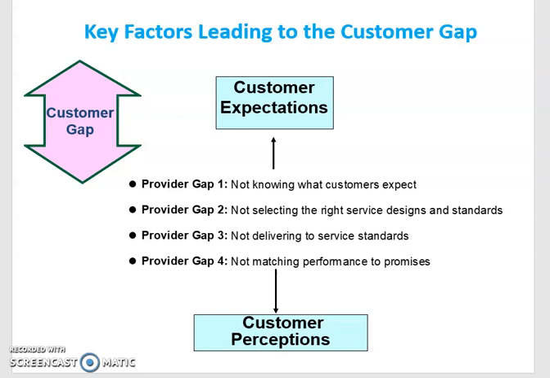If the management is not knowledgeable enough to understand what exactly the customer expects, this is a case where we come across the scenario called gap 1, or the knowledge gap. Then followed by the second one, that is not selecting the right service designs and standards, which mainly needs to address 2 issues.